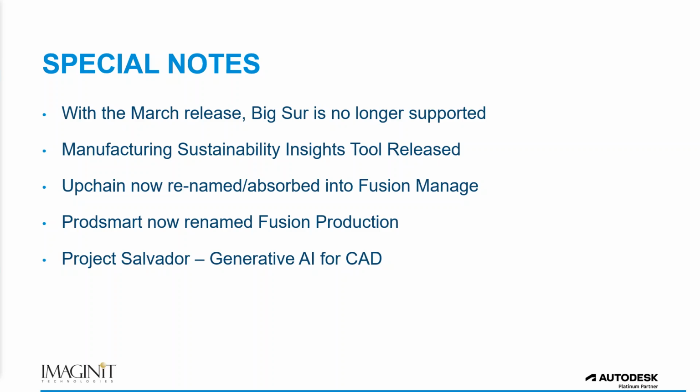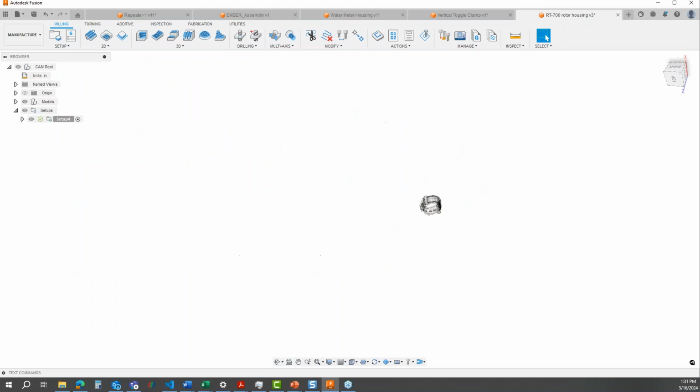Number two, the Manufacturing Sustainability Insights tool has been released. So this is a tool that Autodesk has put out. It's available in the Autodesk App Store for Fusion that will tell you roughly what the CO2 expenditure is going to be in order to create your part. And I actually have it installed. We can take a quick look here.